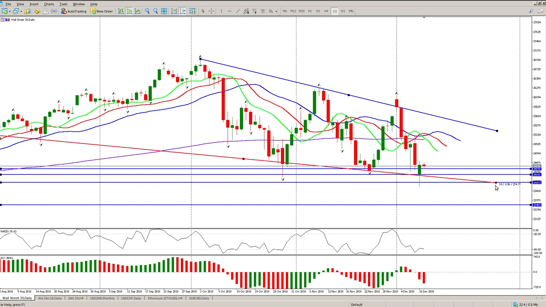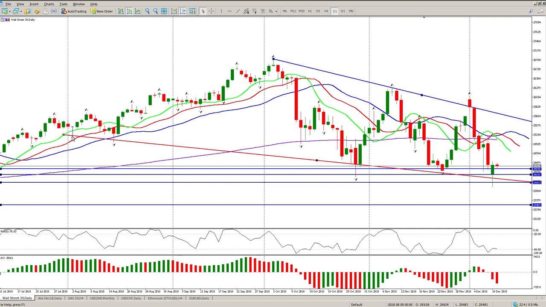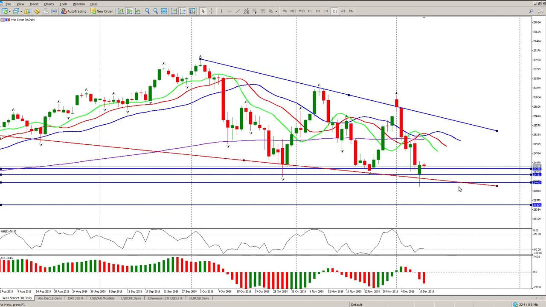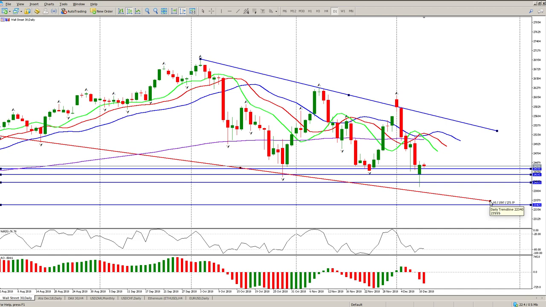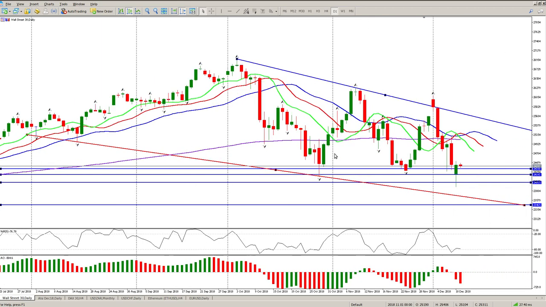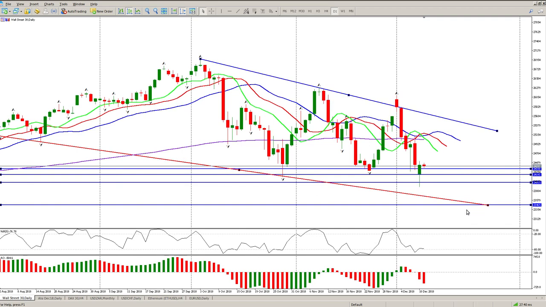So there's a couple of ways of looking at it. We've got that level there. That's sort of that level there. Okay, so it's 1, 2, 3. This was the downtrend line, and now we've ended up with the green bar off a level.